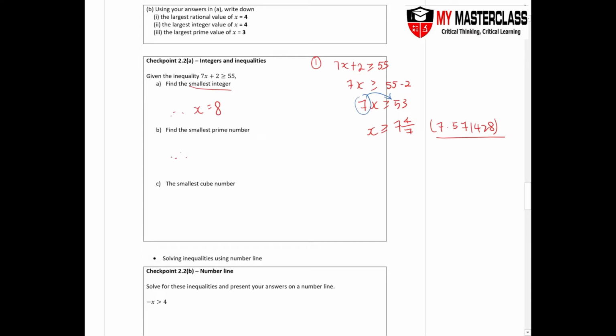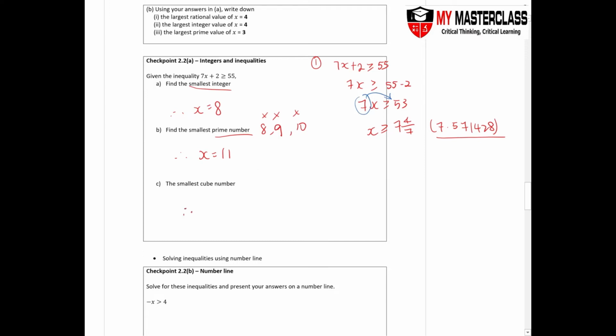And then the smallest prime number. Now, what is a prime number? A prime number is a number that can only be divided by 1 and itself. So we are looking at prime numbers. The closest you have is 11. Now, why do I say 11? Because 8 is not, 8 can be divided by 4, 2. 9 is not, it can be divided by 3 and 1. And 10 is definitely not, because it can be divided by 2, 5, etc. So the closest is 11.